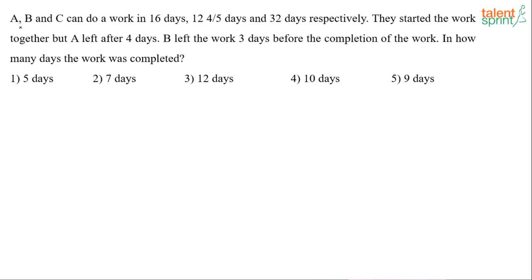Let's take it up now. See what it says. A, B, and C can do a work in 16 days, 12 4 by 5 days, and 32 days respectively. They started the work together, but A left after 4 days. B left the work 3 days before the completion of the work. In how many days was the work completed?